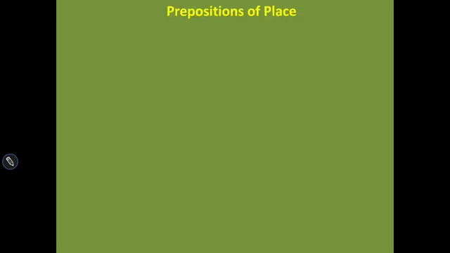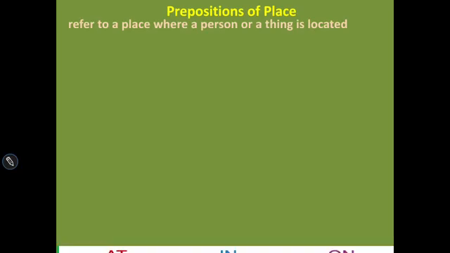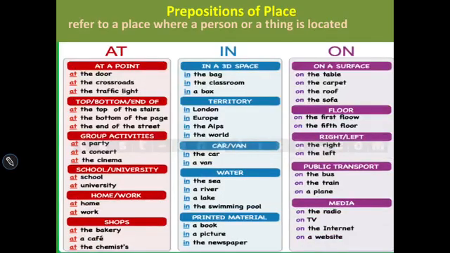Prepositions of place refer to a place where a person or a thing is located. It tells us about the place of a person or a thing, where it is located. There are many prepositions of place. The first in row is at.